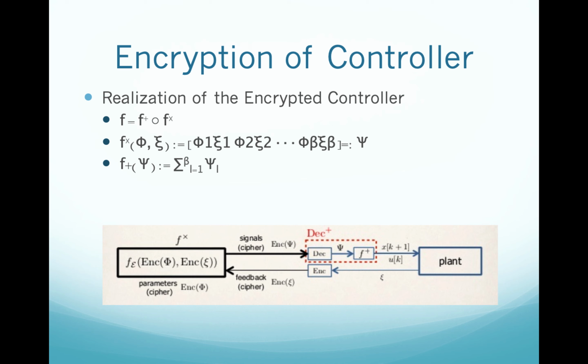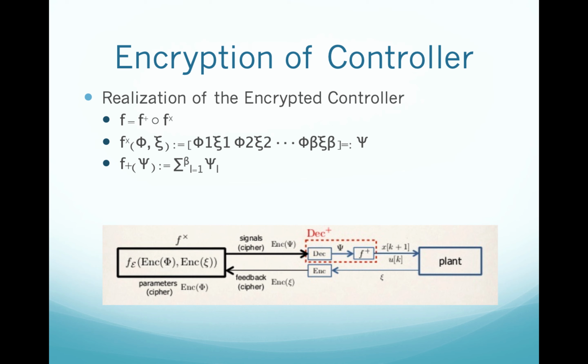Now we can move into the realization of the encrypted controller. Within the study, we use homomorphism to realize the encrypted controller. The homomorphism that we performed on the RSA and the ElGamal encryptions holds for the multiplication. While the operation of the controller is going to consist of multiplication and addition, the operation F will be considered to be a composition product of addition F plus and multiplication Fx. And that's how we get the first equation there, where F is equal to F plus composition product Fx.